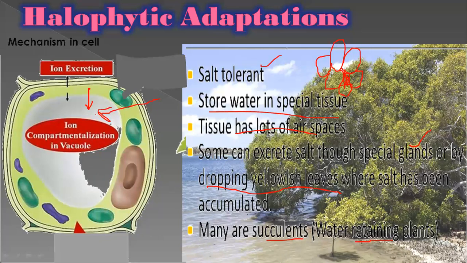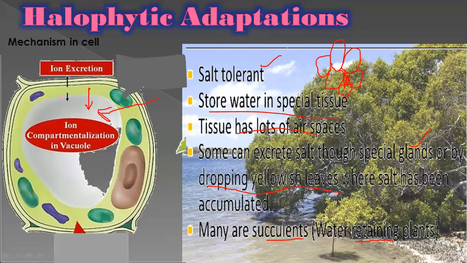So the sap of vacuoles remains even more hypertonic than the seawater. In this way, water does not move out of the cell, so it will be retained inside the body. Many sea grasses are examples, or the mangrove trees are examples which live in salty water.